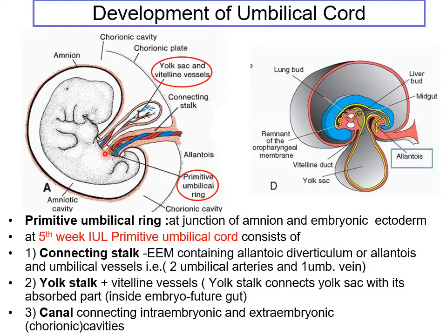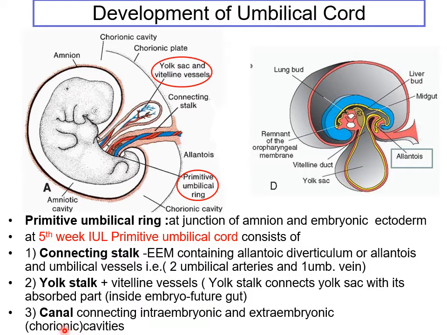What else does the primitive umbilical cord contain? You can see the yolk stalk, which is connecting the outer part of the yolk sac and the part which got absorbed inside. Remember, this is a temporary content. Because this yolk sac is there, it has its own blood vessels. You can see some small blood vessels here. These are the vitelline vessels, or the yolk sac blood vessels. So they are also a temporary content.